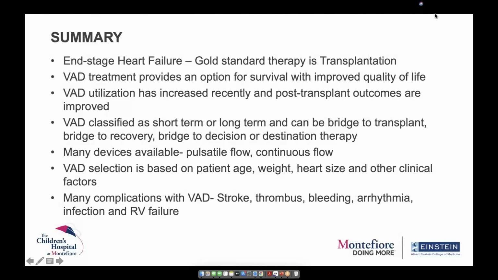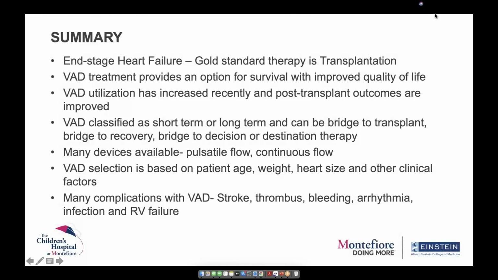VADs can be classified as short, long-term. They can be bridged to recovery, to transplant, to decision, to destination. There are many devices that are available, like pulsatile flow devices, continuous flow devices, some of which I showed you. And the VAD selection is based on patient's age, patient's weight, heart size, and some other factors.